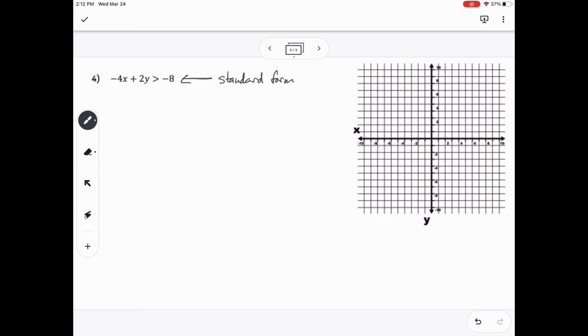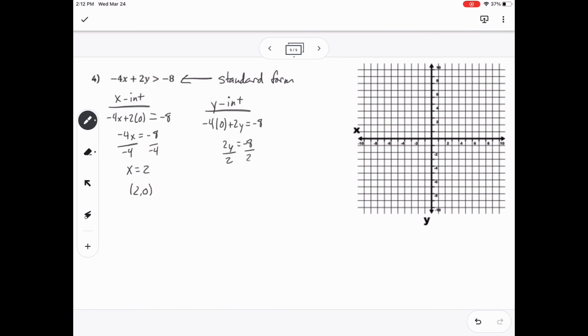The last one here is in standard form. So I need to find my x and y intercepts. I plug in 0 for y to find my x, which gives me 2. So my ordered pair would be 2, 0. And then I'll plug in 0 for x to find y. That gets me -4. So my ordered pair is 0, -4. So I graph both those points. Since it's greater than, that means it'll be a dashed line.